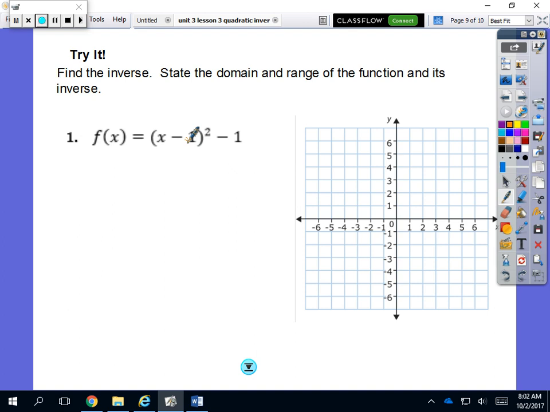So I'm going to write down the steps. First, you're going to find the vertex. Then find the domain and range of f of x and the inverse. Then find the inverse.